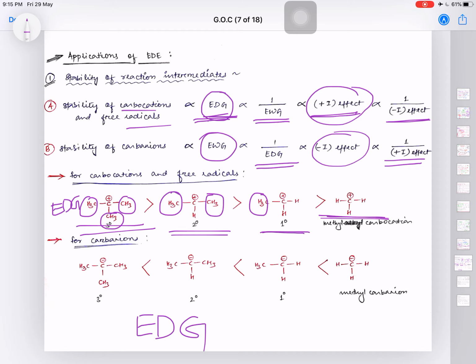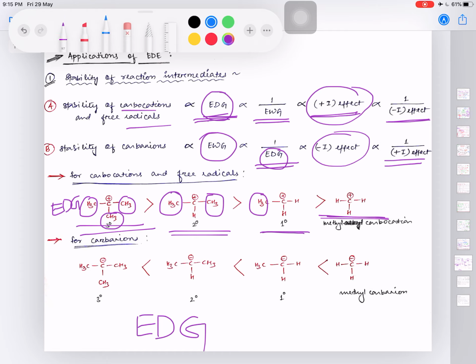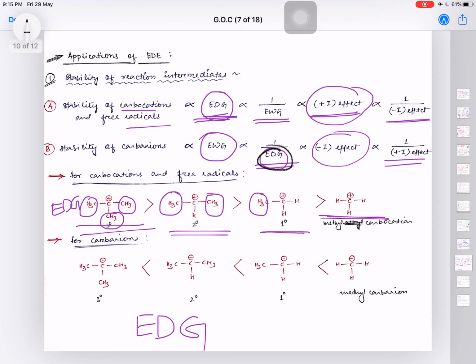Similarly, carbanions are destabilized by electron donating groups. If you have electron donating groups, they will destabilize the carbanion. So you see here you have 3 electron donating groups. This carbanion carbon has a minus charge, meaning the carbon already has an excess of electrons. If you give more electrons to the carbon, then it will be more unstable.